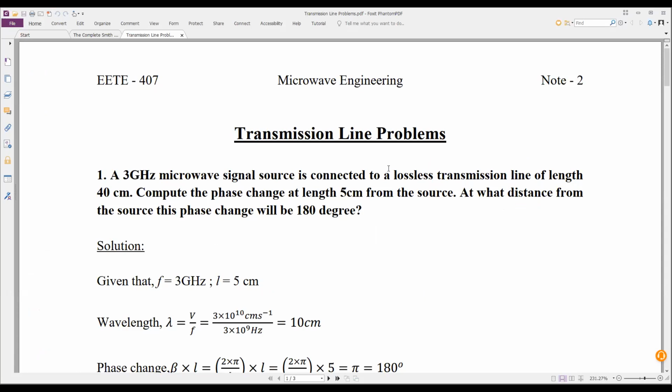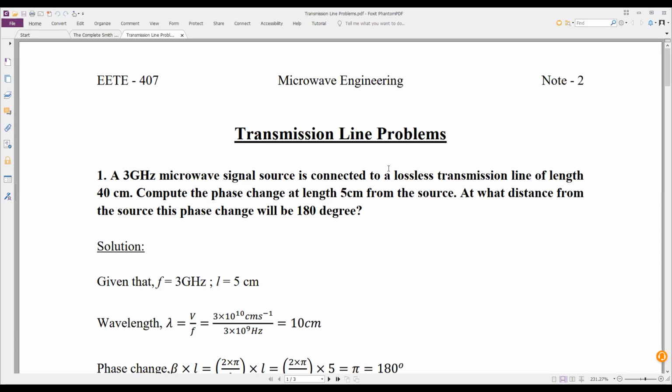A piece of ideal microstrip transmission line of characteristic impedance 50 ohm is terminated with a load impedance of 100 plus j50 ohm. Calculate reflection coefficient, transmission coefficient, VSWR and intervals. See, what is the requirement? So you have to calculate these things by using the given information.